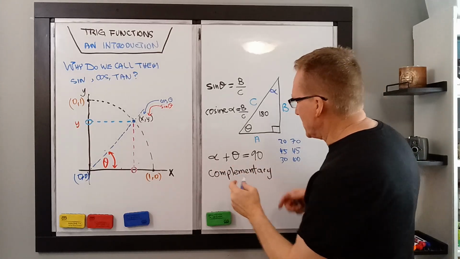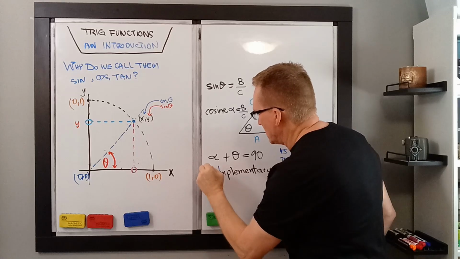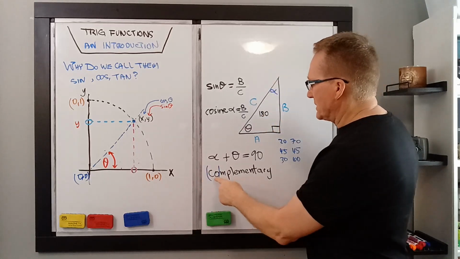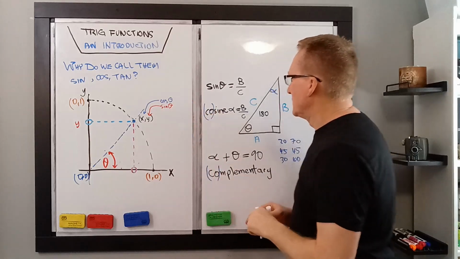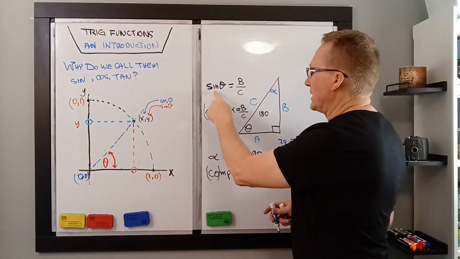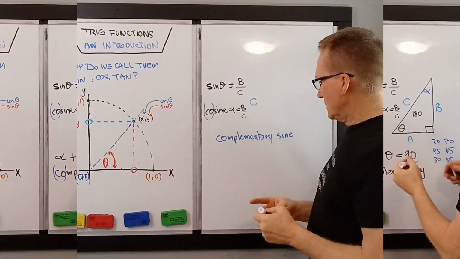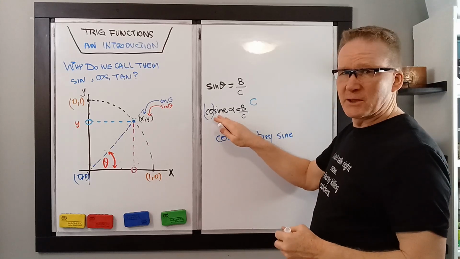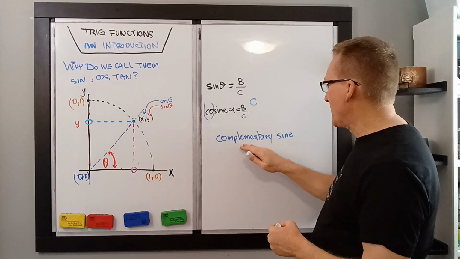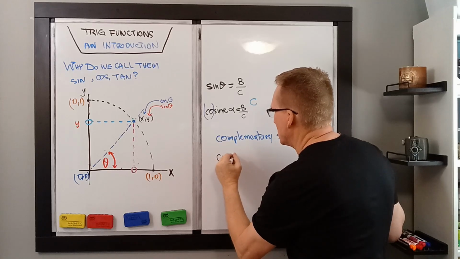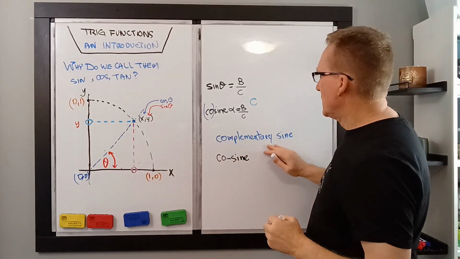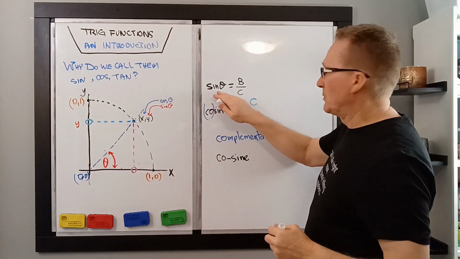Now, that's where we actually get this little CO from. The CO is where we have this thing in the cosine. The cosine is a function that complements the sine. This would be how you would fully write out the cosine function. It's the complementary sine function, or the co-sine function. In other words, this function completes this function.